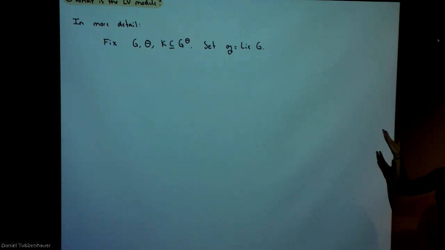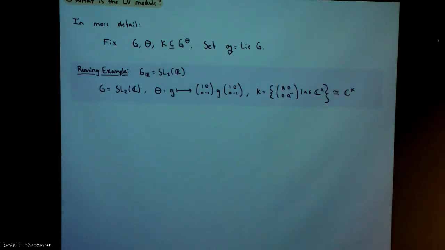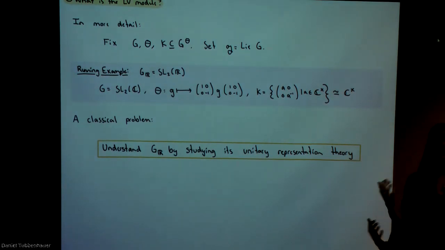So to start with, we'll fix this data that I mentioned at the beginning: some complex reductive group, holomorphic involution, subgroup of the fixed point set. And for most of the talk, we'll keep the running example of SL2. So you can always keep this in the back of your head. So this is maybe my favorite real Lie group. It has a very nice structure. So in this example, we can see the real Lie group SL2R by taking the complex group SL2C and taking this involution, which conjugates by this matrix. And then the fixed point set is diagonal matrices, which look like a copy of C star. So keep this in your head if you'd like. And then a very classical problem in this world is to study or understand the real Lie group by studying its unitary representation theory.